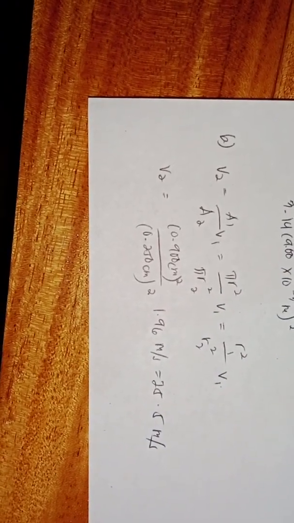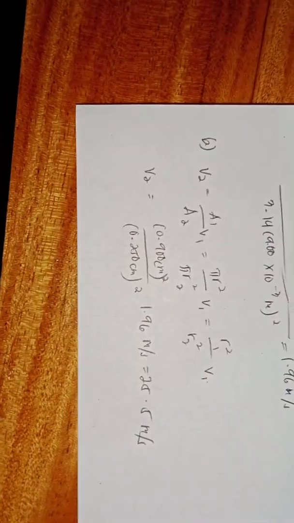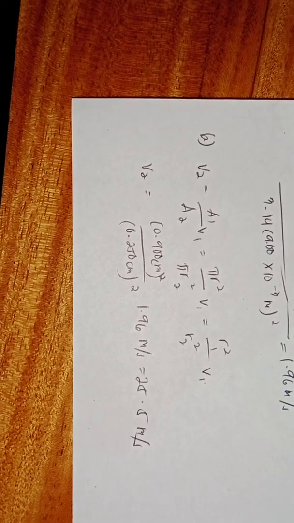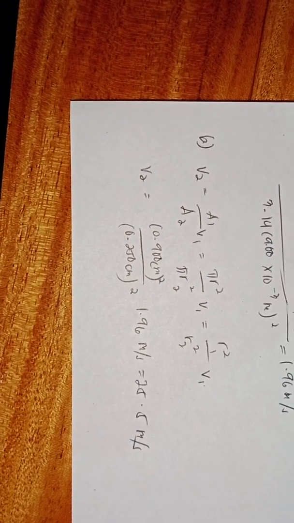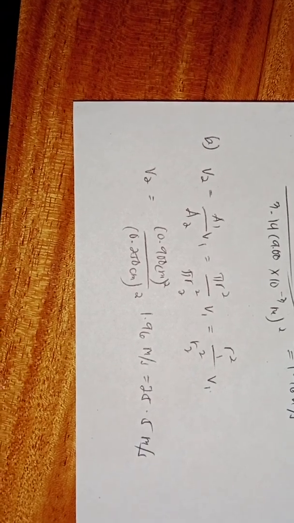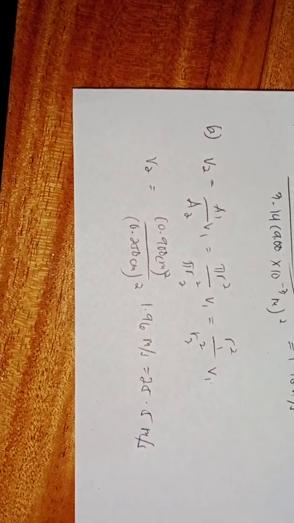So we substitute the givens, so substitute the values rather. V sub 2 is equal to 0.900 centimeter parenthesis squared over 0.250 centimeter parenthesis squared times 1.96 meter per second. We get the answer in B: 25.5 meters per second.